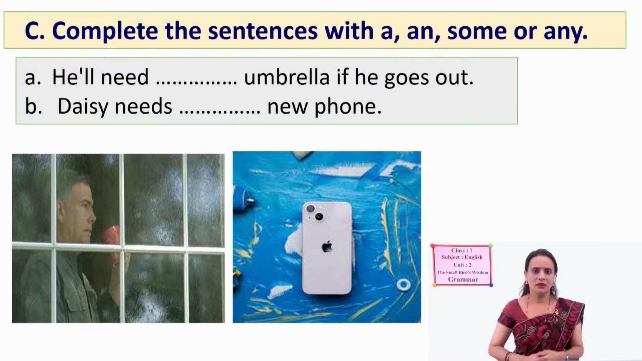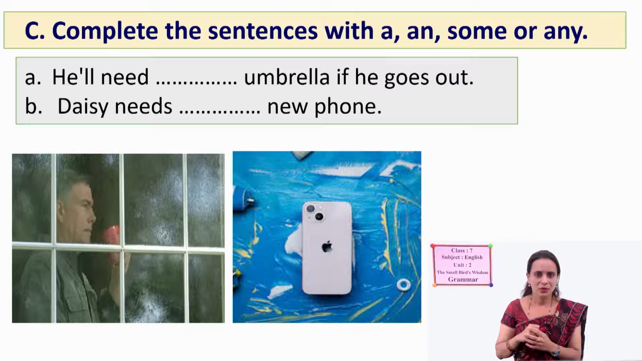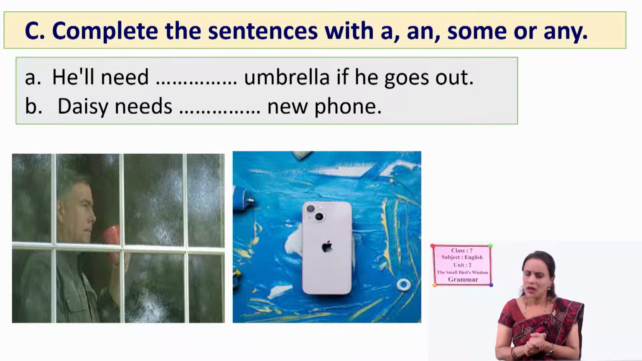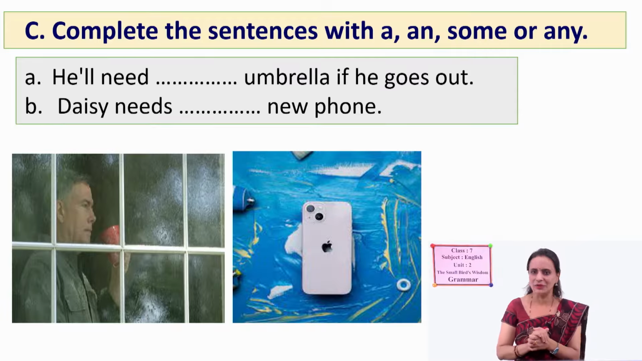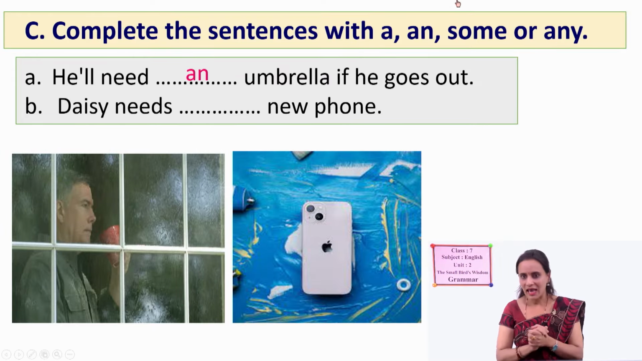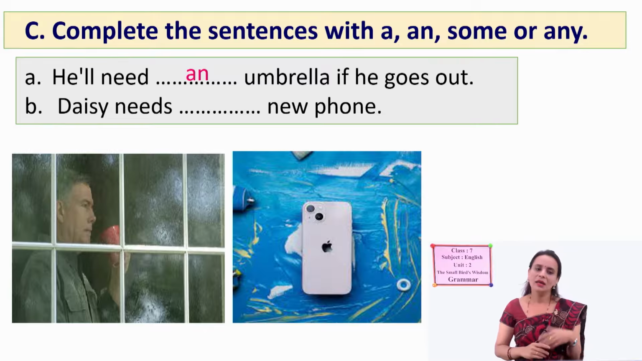Now see, in the first one, he'll need an umbrella if he goes out. One umbrella, two umbrellas. Can you count? Yes. So it is a countable noun. Umbrella is a countable noun. And umbrella starts with an a sound. Is that a vowel sound or a consonant sound? Just remember. Very good. Vowel sound. So what will be the answer for a vowel sound? An. Very good.